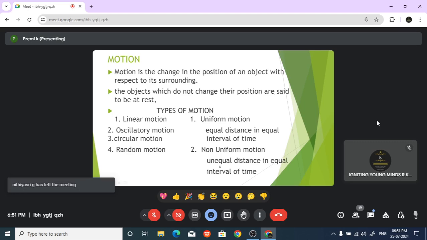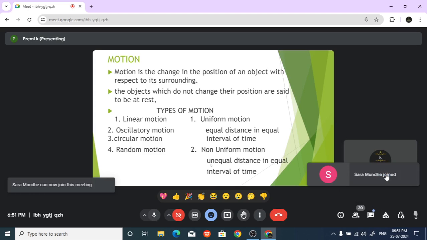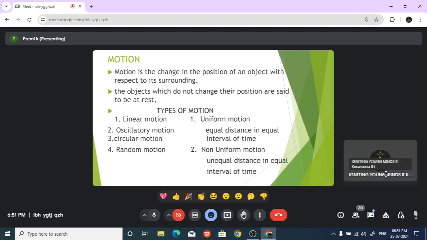But a human body cannot move in such a motion, right? So, non-uniform motion comes in. It is unequal distance in equal interval of time, or equal distance traveled by a body in unequal intervals of time. For example, in the same example, when a body wants to move 10 kilometers, the first kilometer he can travel in very little time, like 10 minutes. Then for the next kilometer, 15 minutes. Then for the next kilometer, 20 minutes. If the interval changes, then it is known as non-uniform motion.